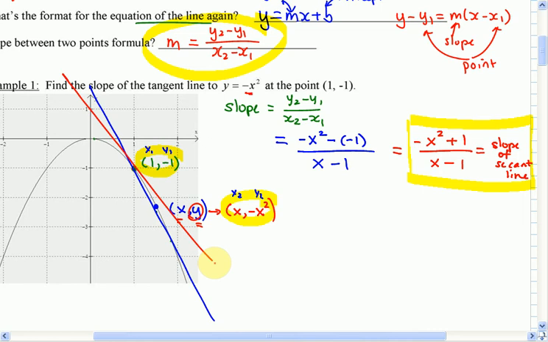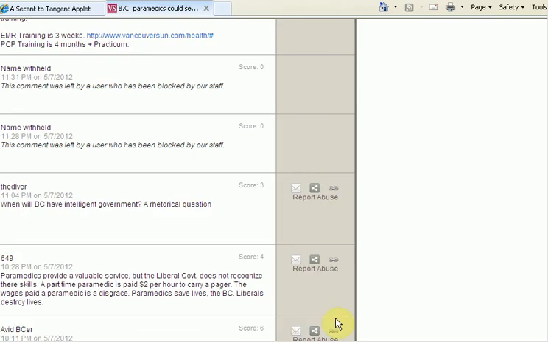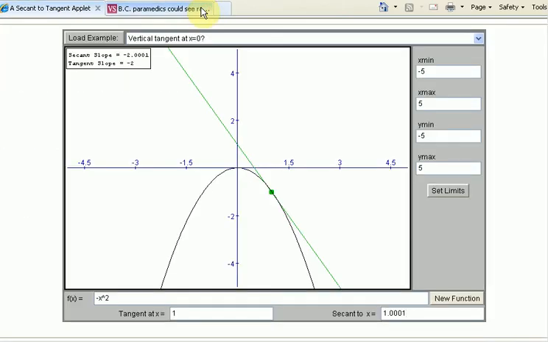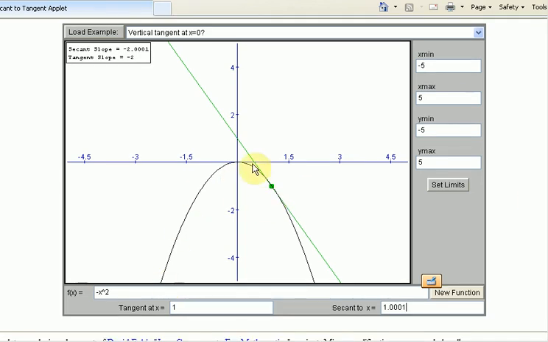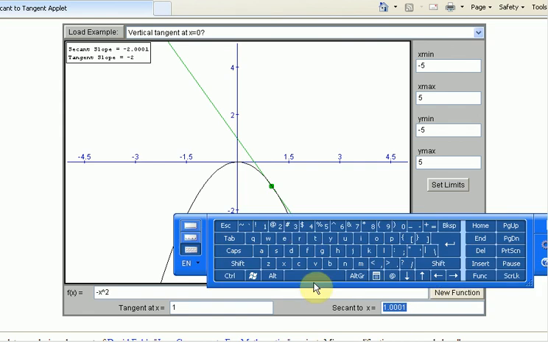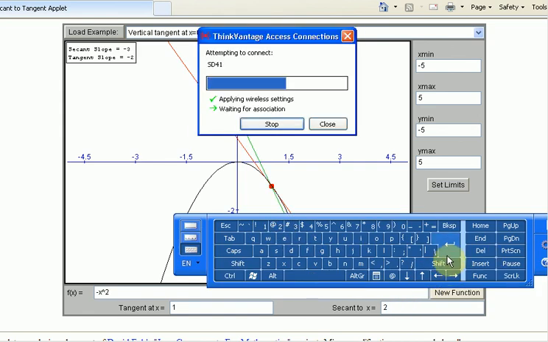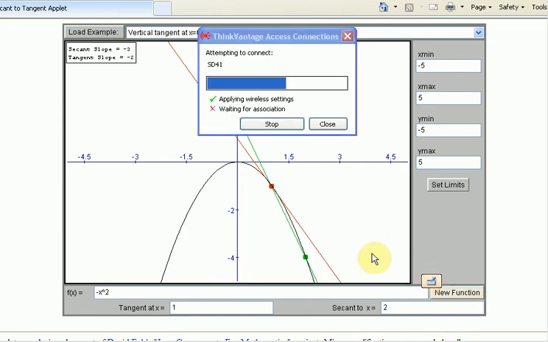Okay, and let's just take a look really quickly here. I'm going to bring up this applet. Pretty. Can you see how we have this here? Here's my parabola, right? y equals -x squared. Okay, and here's my tangent line. Now, I'm going to change this value, okay? Let's pretend that this value here, the secant value, is 2. So here's what I got, okay?